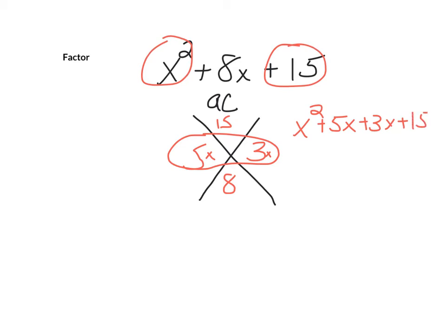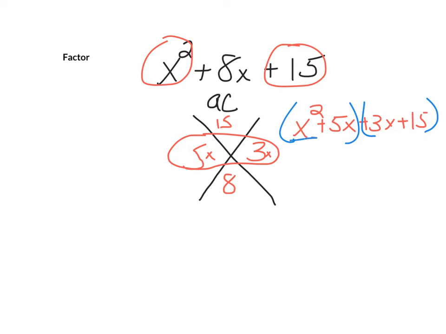Now you may say, well, where did the 8x go? I will tell you that my 8x, this 8x right here, is just written differently as 5x plus 3x. And the reason why we did that is so that we can now go ahead and group those four. I'm going to regroup those, just like I did. So I have x squared plus 5x and 3x plus 15.